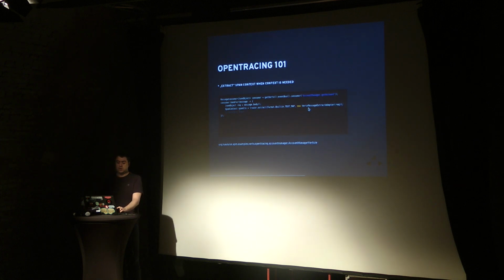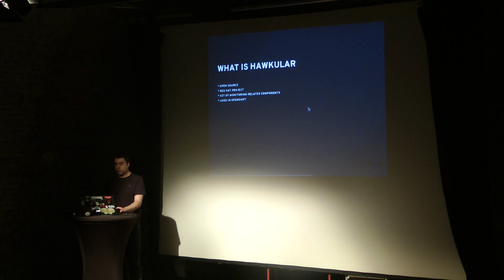Yeah, so that's basically it for OpenTracing. So OpenTracing, that's the picture. So Hopper is an open source project. It's sponsored by Red Hat. It's a set of monitoring related components, and some of those components are used in OpenShift. Hopper APM is one of the components from Hopper. APM stands for Application Performance Management.